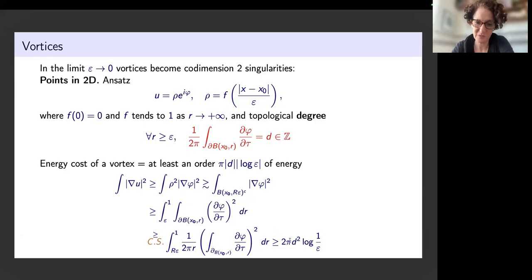And at least you can bound from below by the absolute value of d. So you see that the least costly is to have degree 1 if you're going to have vortices. Of non-zero degree, the least costly is to have degree +1, -1. Hence this energy cost. Okay, you can feel free to interrupt with questions.